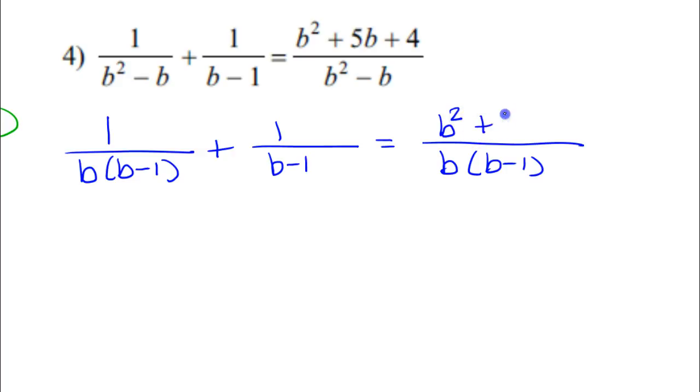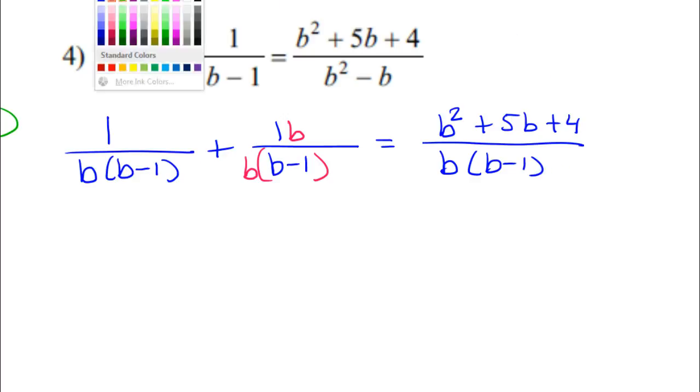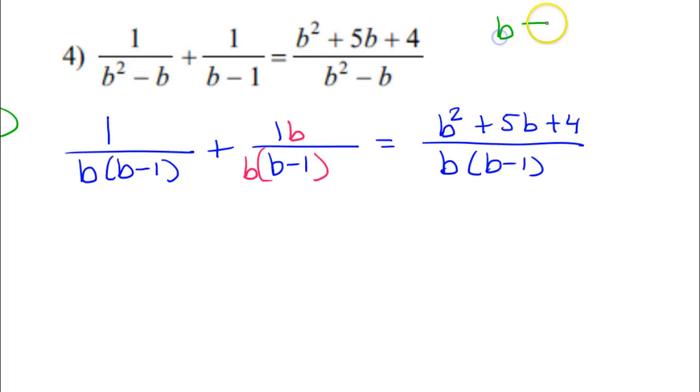So b squared plus 5b plus 4. So let's make all the denominators the same. This denominator has a b and a b minus 1. So to make these the same, this denominator will need a b, which is fine as long as I put one in the top as well. And that's it. All of the denominators are now the same. Let's mention the excluded values before I start canceling everything out. B cannot equal 0 because of the b, and b cannot equal positive 1 because of the b minus 1.